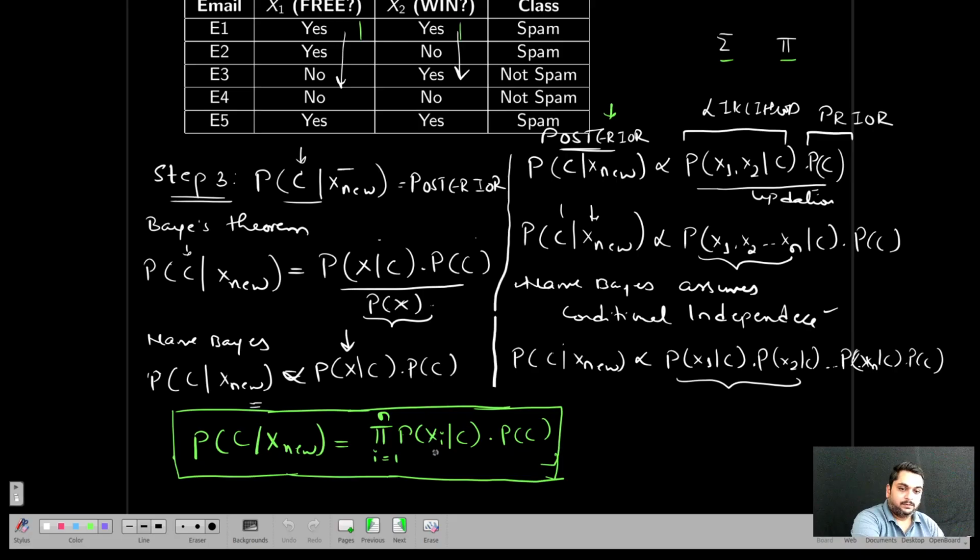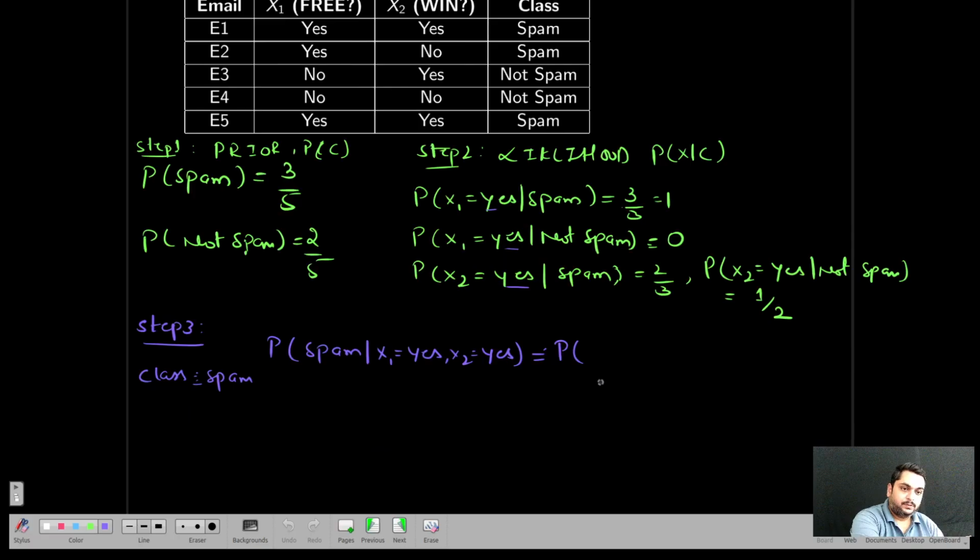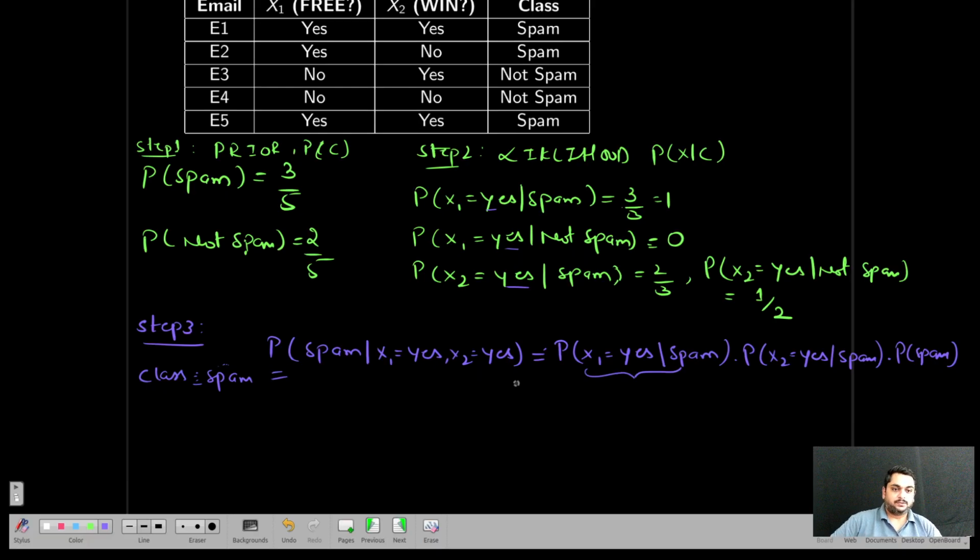According to naive-Bayes, this is proportional to probability of, and here there are two probabilities. I will take the conditional independence. That is P of x1 given C into P of C. So this is probability of x1 is equal to S given it is spam. Why spam? Because I am finding this for class spam, into conditional independence, X2 is equal to S given that it is spam, and then into probability of being spam. C means spam.